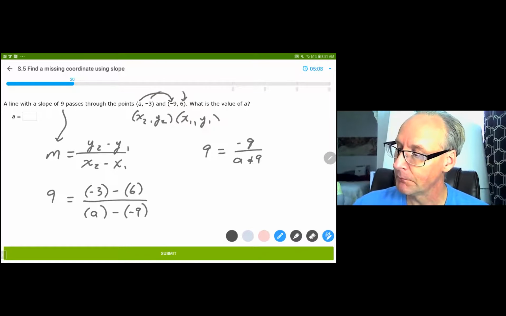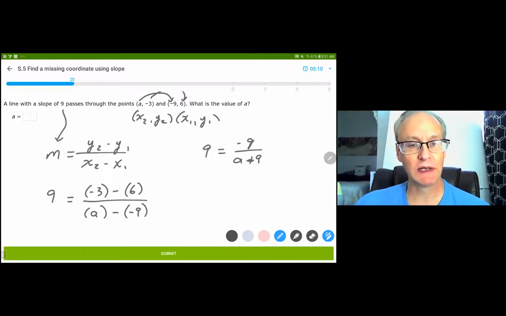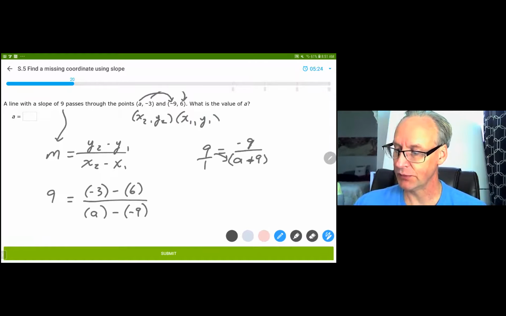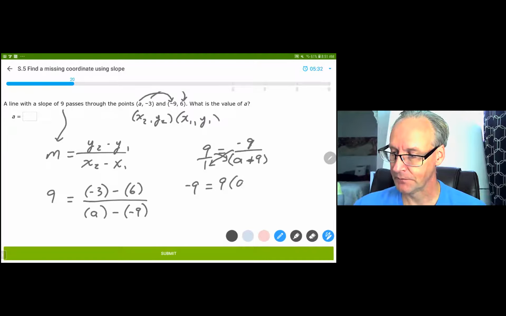Now, a lot of people are going to want to multiply by a plus 9 on both sides, but I think a better option is to just think of this as a proportion, and we're going to cross multiply. So basically what I'm going to do is take the 9 times the entire denominator, a plus 9, and take the negative 9 times the 1. Negative 9 is equal to 9 times a plus 9.